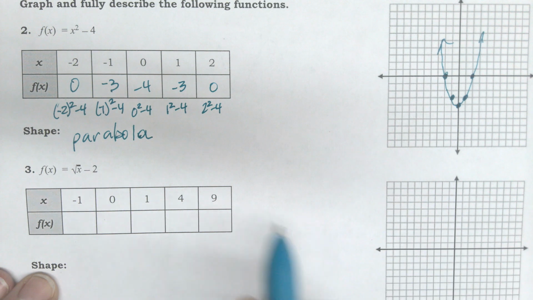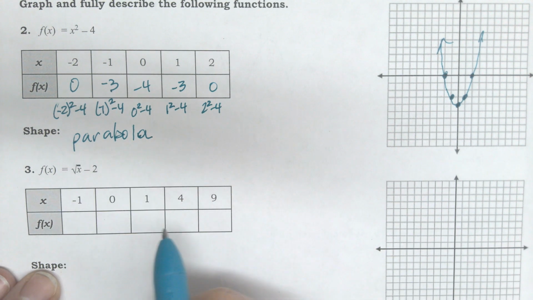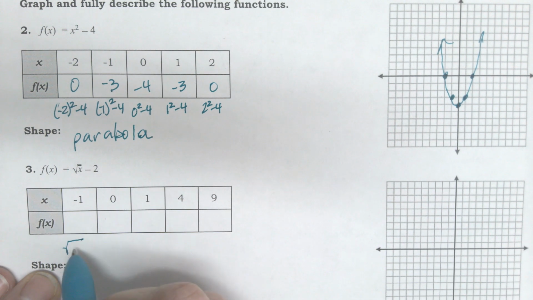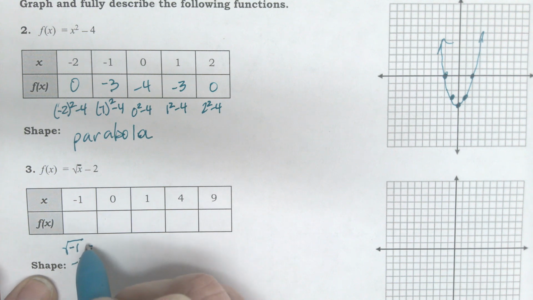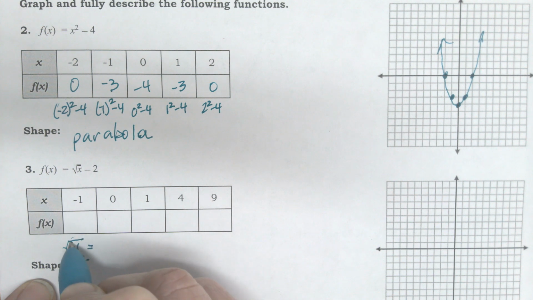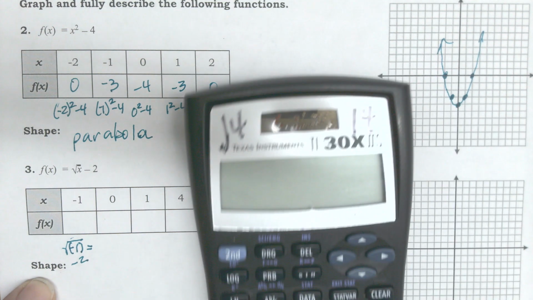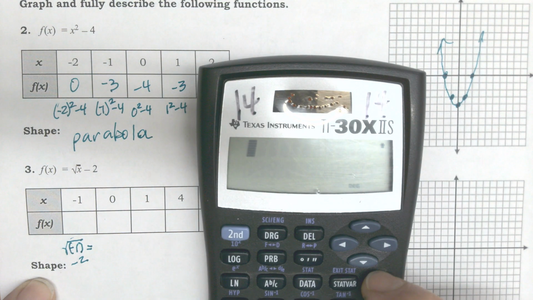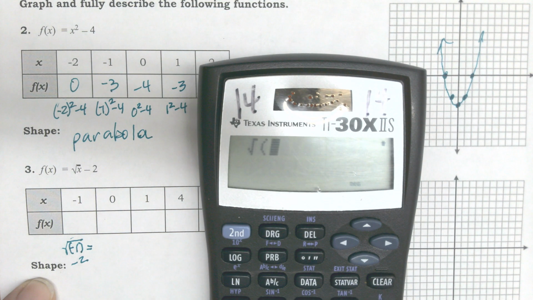Up next is a square root, so keep in mind when you're doing a square root, you'll plug that in your calculator if you need to, -1. Then hit equals before you subtract 2. But you'll find that when you plug this one in, it comes out as undefined. Or another thing you can do is put parentheses around that before you subtract 2. So this is how I would plug it in my calculator. Turn this on, clear, I would do second square root. It opens up a parenthesis for me. I put -1, end that parenthesis, and then -2.